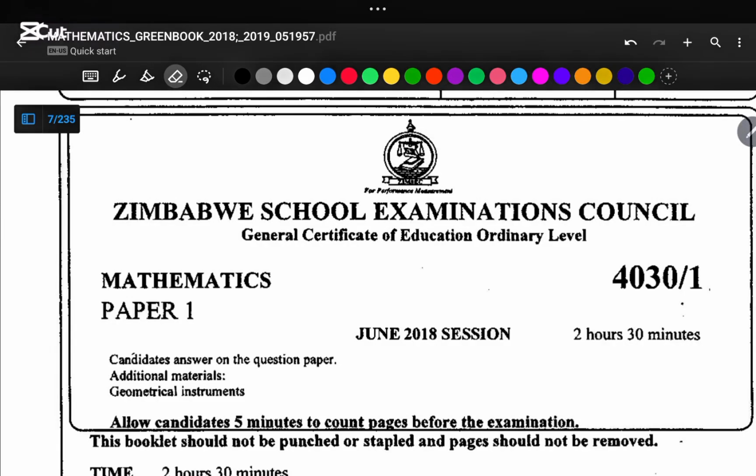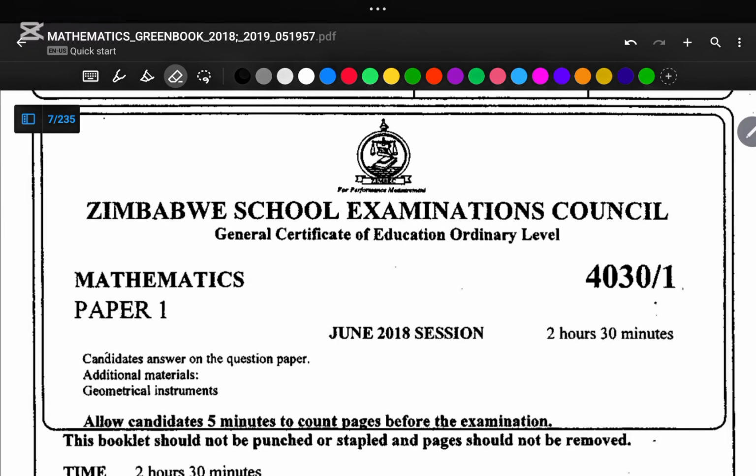So today we are going to continue with our massive O-level revisions. We are going to discuss this question paper. This is the June 2018 session, Maths Paper 1 for O-level, and this one is for Zimsec. For those who are not doing Zimsec, just pay attention to the data.